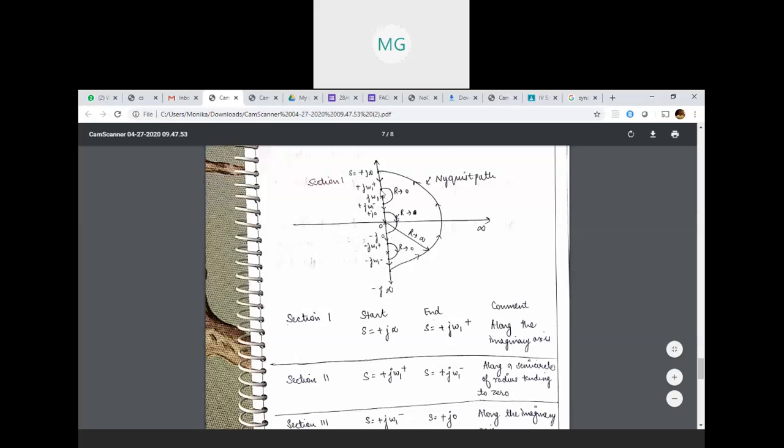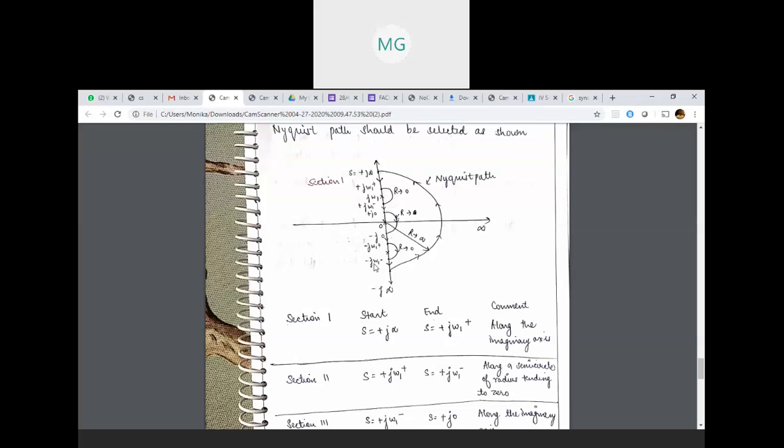The plot there is a semicircle of radius tending to zero. The third section starts from plus j omega 1 minus to plus j 0 plus, and the plot is along the imaginary axis. For the next one, plus j 0 to minus j 0, the comment is along the semicircle of radius tending to 0. For section 5, it is from minus j 0 to minus j omega 1 plus, and the plot is along the imaginary axis.